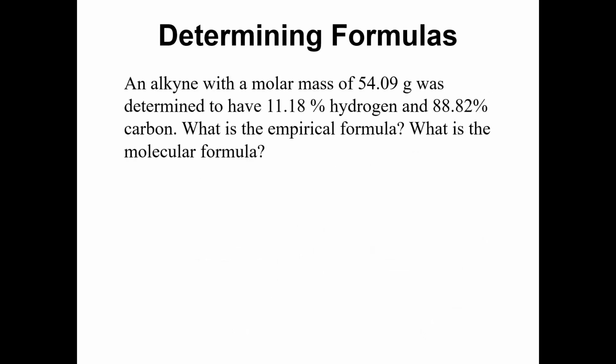And so a formula like this, an alkyne with a molecular mass of 54.09 grams, was determined to have 11.18 percent hydrogen and 88% carbon. So we have two components here. We have carbon, CX, and HY, and we want to know what X and Y is. Okay, now you can do what we did before. You can say you have 11 grams of hydrogen and 88.82 grams of carbon, and you can convert that to moles and look at a mole to mole ratio.